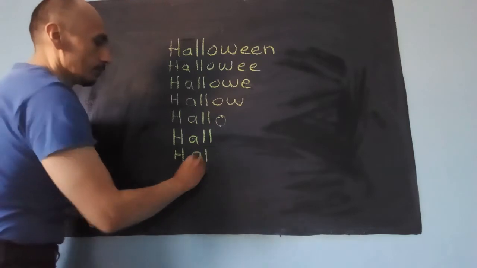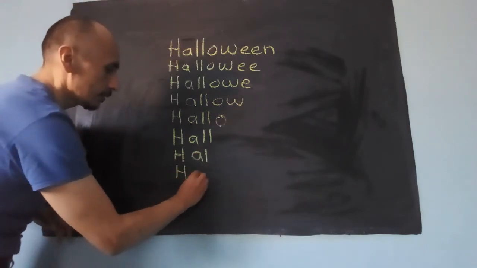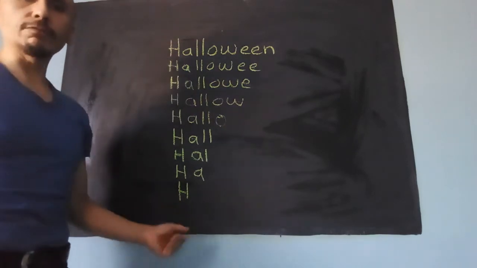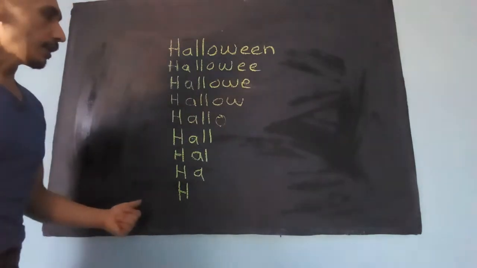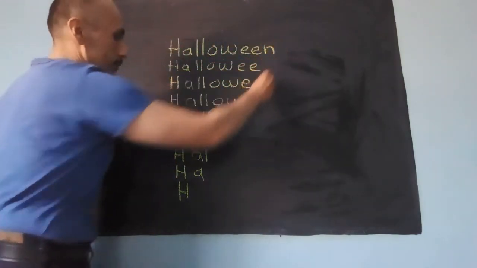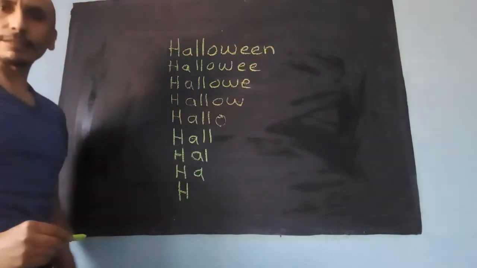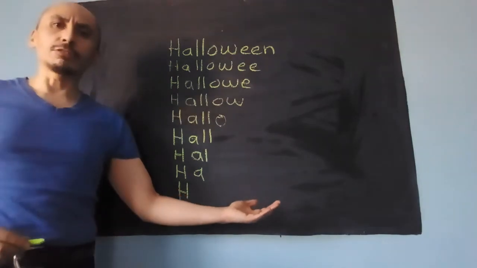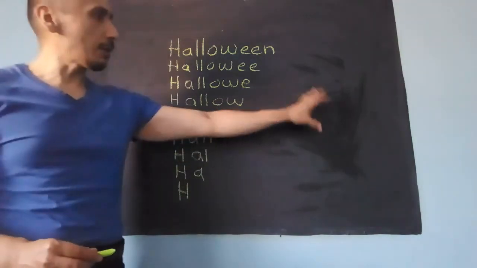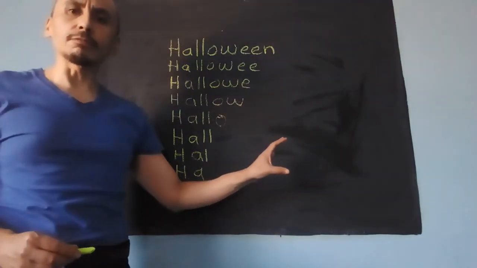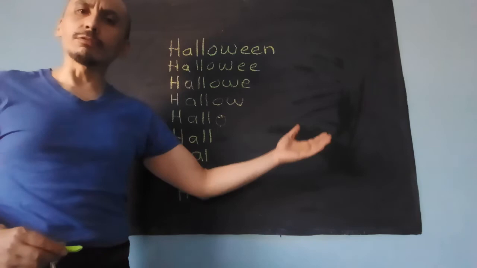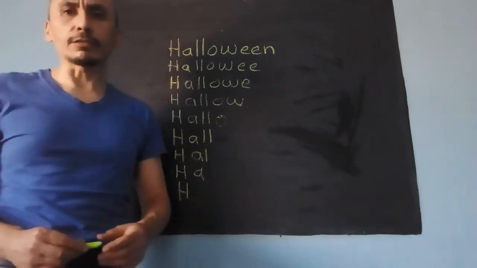Then I remove one of the L's, then the second L, and at the end I'm going to have only the H. And in English this is called a flag because it has the shape like a flag. So this is the way to build up the flag, and you will complement with one illustration. The illustration can be a drawing or it can be a cut.